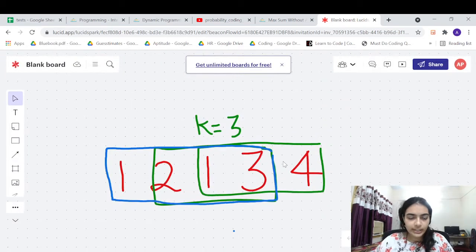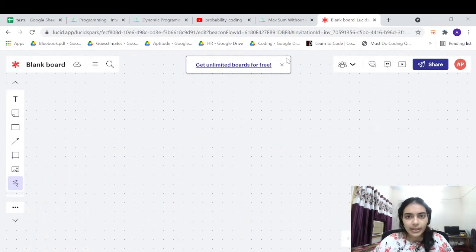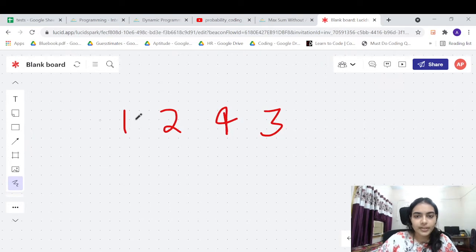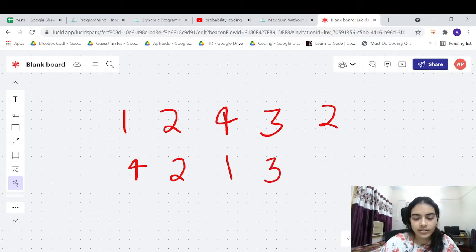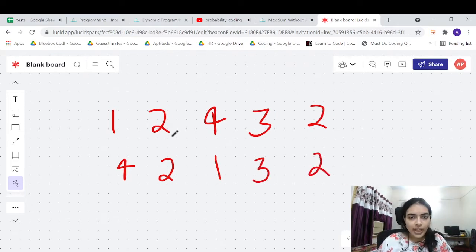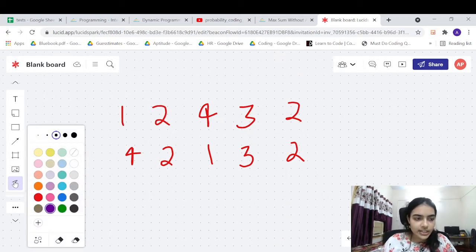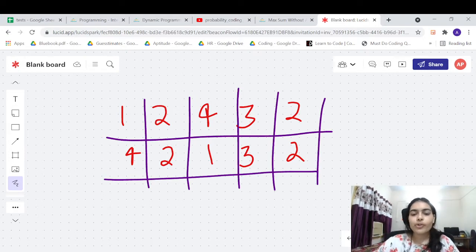Let us quickly move to trying to understand this problem. Let me take one example. Okay. 1, 2, 4, 3, 2 and 4, 2, 1, 3 and 2. Something like this. Okay. Now we have to find the maximum answer in this case. It's always given it is a 2 into n grid. So there are 2 rows and some particular number of columns. Okay. Now let us try to understand.